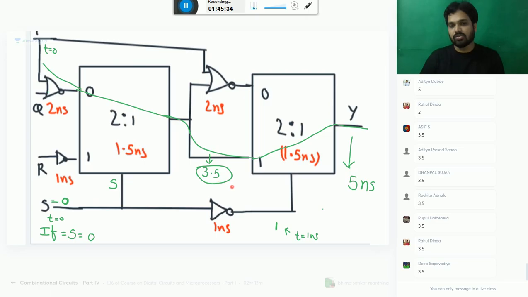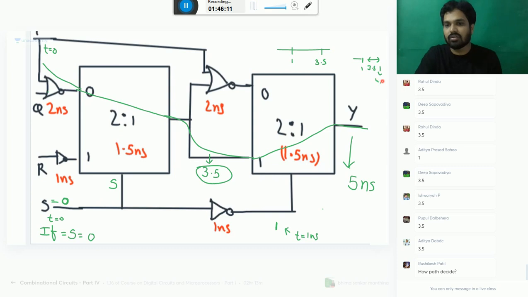What is the maximum of these two? 3.5. So plus 1.5. You understand or not? At time t equal to 0, 1 nanosecond, you are ready with the selection input. But this fellow will come lazily. At what time? 3.5. So don't add 1 and 3.5. These two are parallel things, not separate things. That is, if you see the timeline, this is 1 and this is 3.5. Okay, same way. Don't take this is 1 and another 3.5 and take 4.5. Wrong.